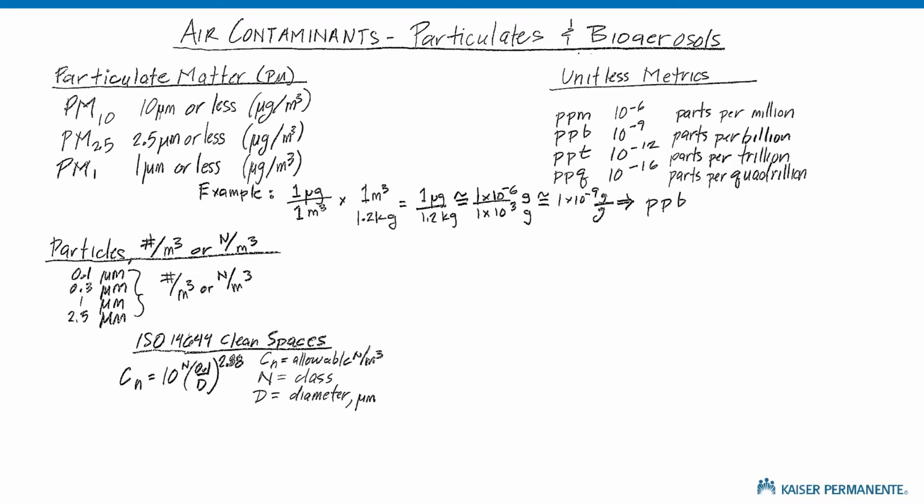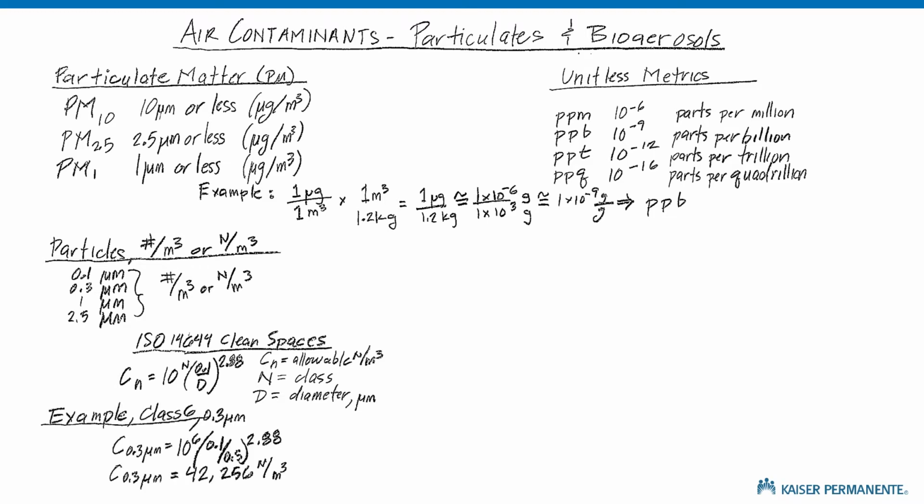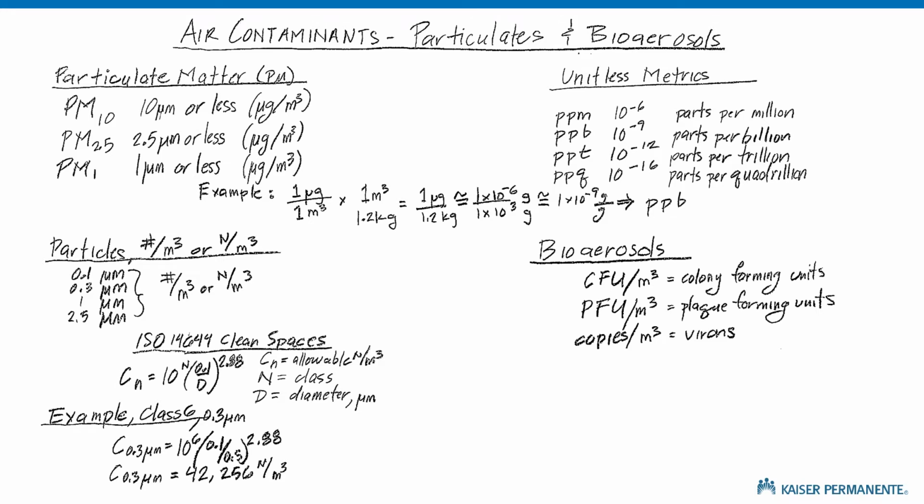The ISO 14644 standard is a way to classify how clean air is. This equation gives the maximum number of particles per cubic meter based on the diameter of the particle. So, for example, for 0.3 micron particles in a class 6 clean room, we'd have a maximum of 42,256 particles per cubic meter. And you can see that in the equation, if you change the class, it just changes the power of 10. And by the way, for reference, normal atmospheric air without fires is going to be about class 8 or class 9.